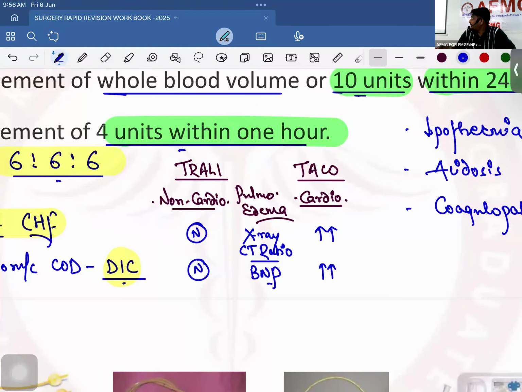Clear? Important. If I talk about TRALI, here the problem is only a pulmonary edema. So the patient only complains of respiratory distress. Treatment is low volume ventilation. Oxygen should be given at a low pressure.